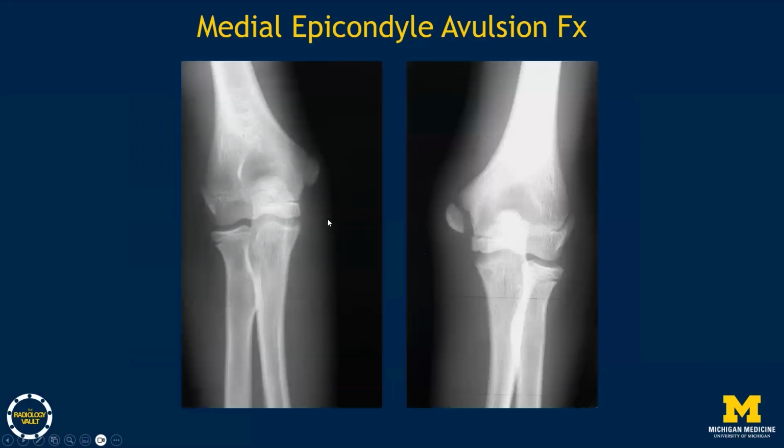If you're not sure if the medial epicondyle is displaced, you can always get a comparison AP view of the opposite side, and here we clearly see that the affected side shows displacement of the medial epicondyle, as well as some associated soft tissue swelling over it.